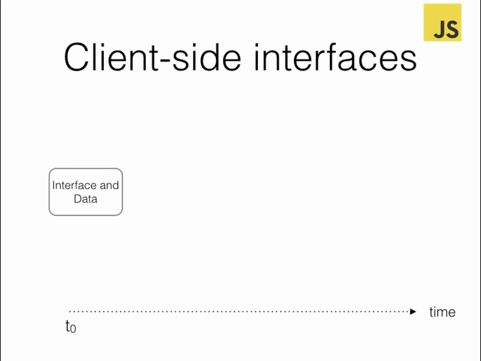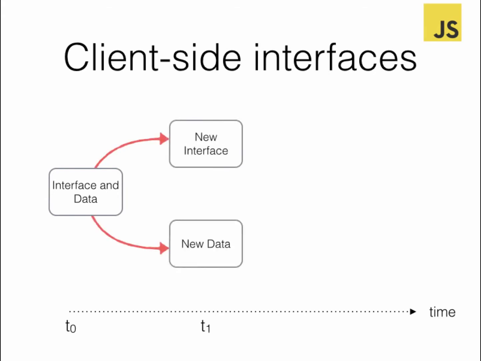So let's say our application starts. The user starts his browser, the application starts. At that point, our application is now alive. That is, the time is not fixed. So we start with an interface and data. The user interacts with the interface, and we get a new interface, and at the same time we get some new data. You'll see that if you are not careful, the interface and the data will start drifting apart.